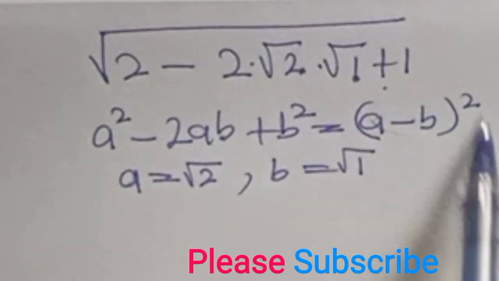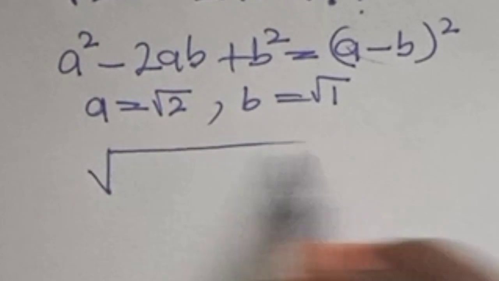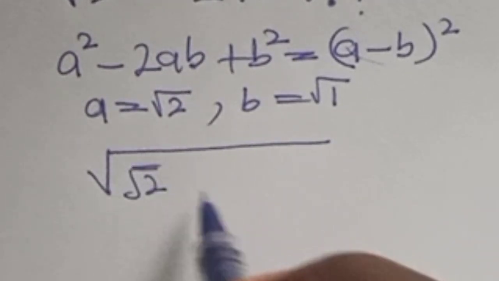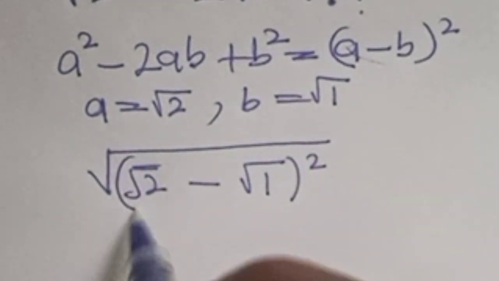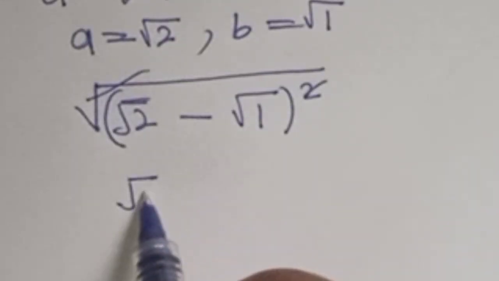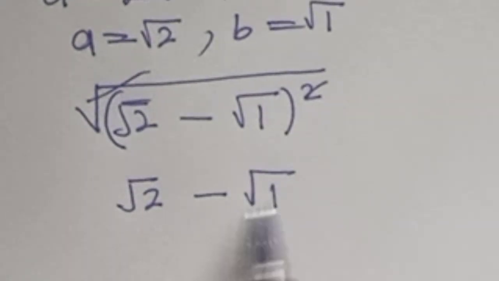So we are going to use this to represent this, and it becomes the square root of square root of 2 minus square root of 1, all squared. So the square will enable us to cancel out the square root. So definitely we have square root of 2 minus square root of 1. And this has to be in the modulus, the absolute value.